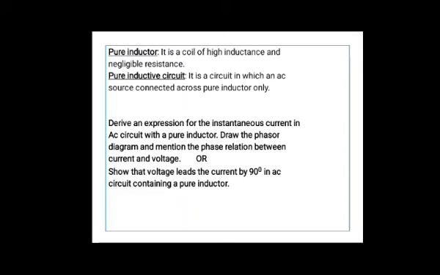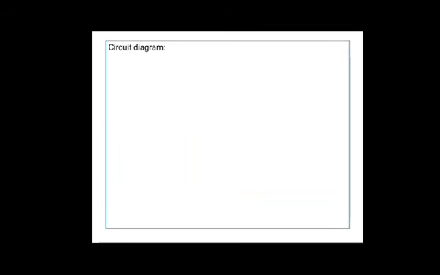Here also we can derive one relation: derive an expression for the instantaneous current in an AC circuit with a pure inductor. Draw the phasor diagram and mention the phase relation between current and voltage. The same question can be asked like this: show that voltage leads the current by π/2 or 90 degrees in an AC circuit containing a pure inductor. This is a 3-mark question. So now let us see how to derive the expression.